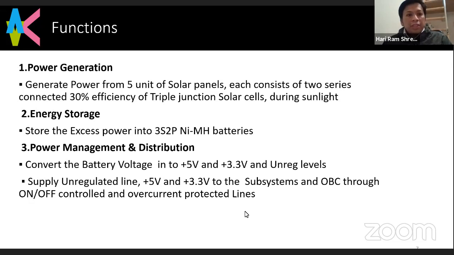The other function is power management and distribution. In our design, we convert the battery voltage into one regulated 5 volt line and one 3.3 volt line, and also 2 unregulated lines, 5 volt and 3.3 volt. These are provided to the OBC and the reset package inside the OBC board. So we set the OBC power supply through, on and off.